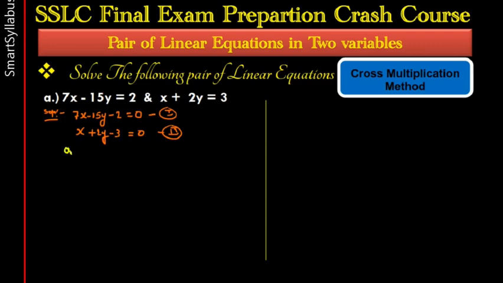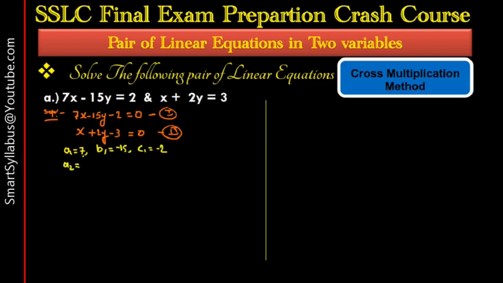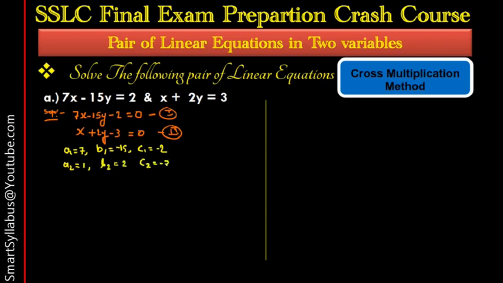So a1 is equal to 7, b1 is equal to minus 15, c1 is equal to minus 2. Similarly, a2 is equal to 1, in front of x there is 1. So b2 is equal to 2 and c2 is equal to minus 3. Remember, don't forget to take these constants on the same side as the variables, then only you can write the c1 and c2 correct values. Otherwise you may take this one as 2 and this one as 3. There are chances of you going wrong, so don't forget that step.